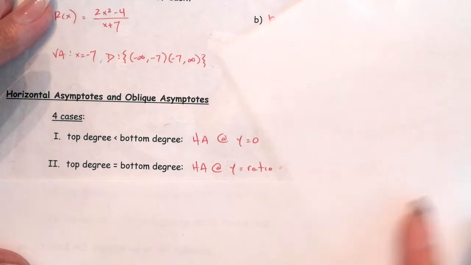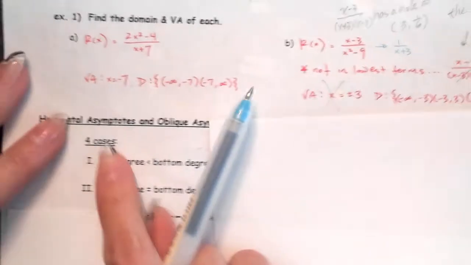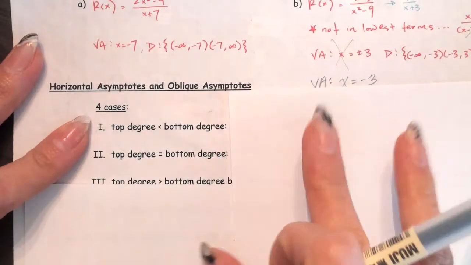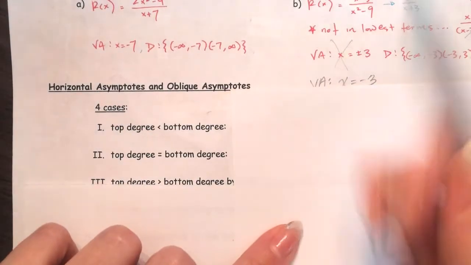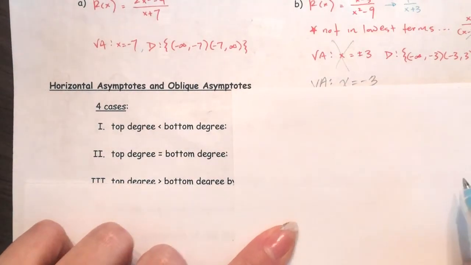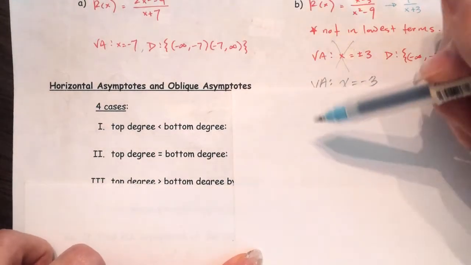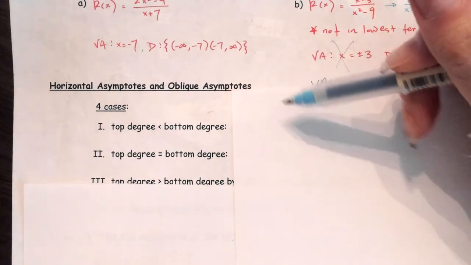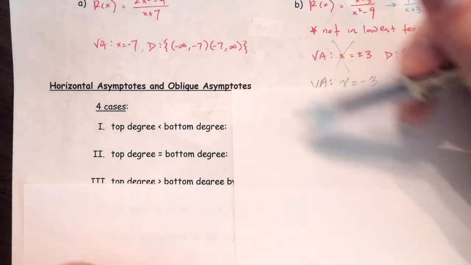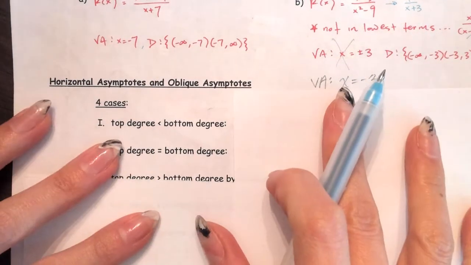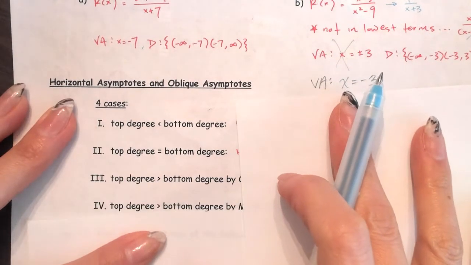So now we're going to start talking about horizontal and oblique asymptotes. So keep in mind, horizontal is like the dots going across. Oblique is when you have a diagonal. It doesn't matter which direction, but it's some sort of y equals mx plus b, right? So it's some sort of line that's a diagonal. So there's 4 things that we care about.